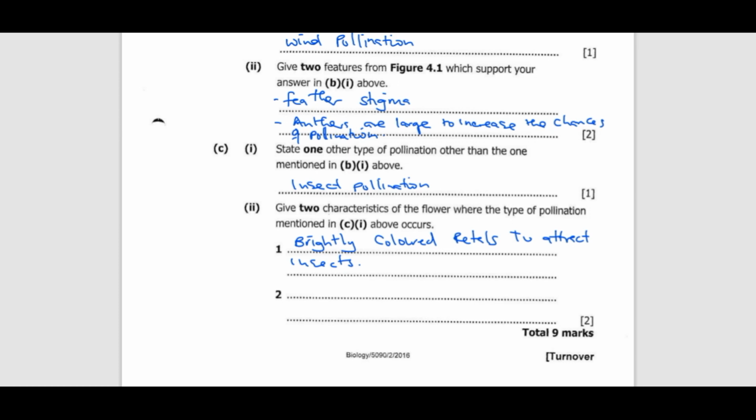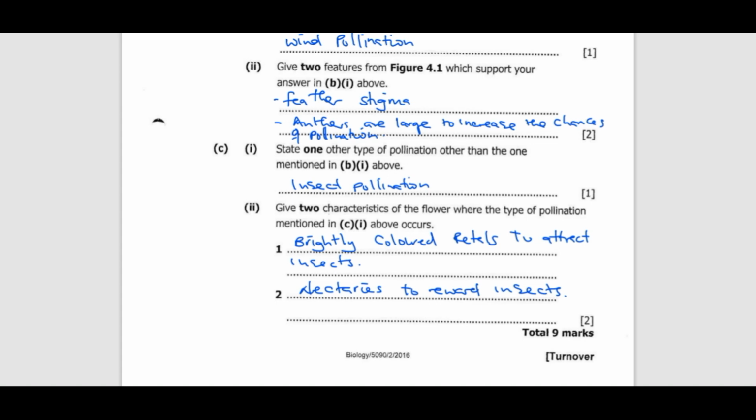And then B, so it should have nectar. So that nectar is the one which will attract insects to come. So insects will be coming to collect nectar. As a result, they will help in pollinating the flower. So nectar to reward insects.